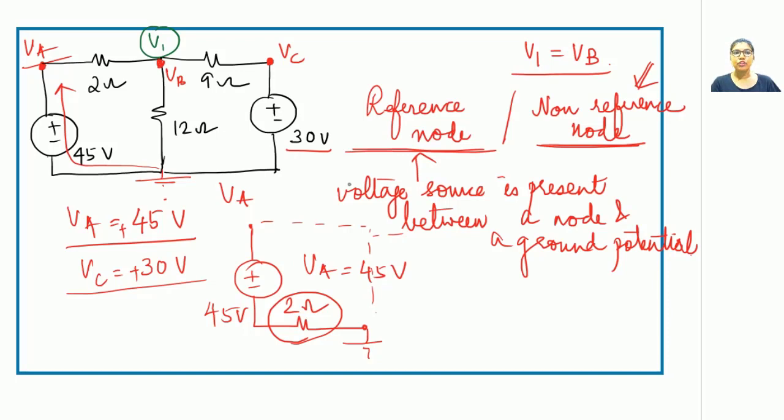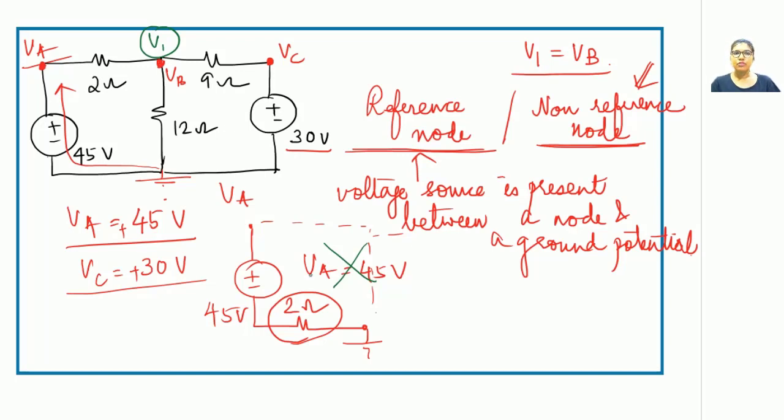This is absolutely incorrect. By the definition of reference node, it means there should be only the presence of a voltage source in between the node and the ground potential. If this condition is satisfied, then that reference node carries the value of the source that is connected to it, with the sign which is closest to that particular node. Under no other conditions can a node be called a reference node. I hope this part is very clear to you.